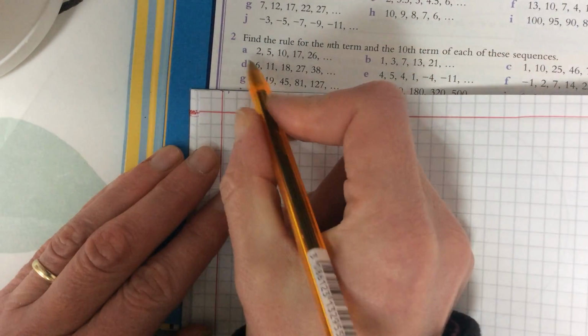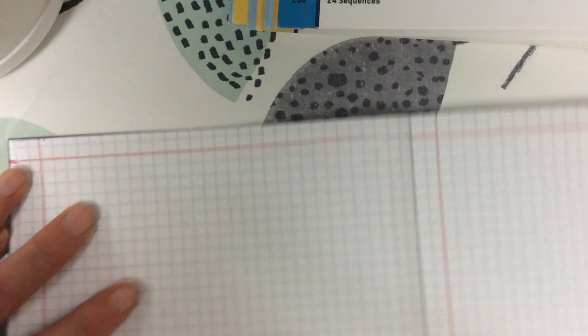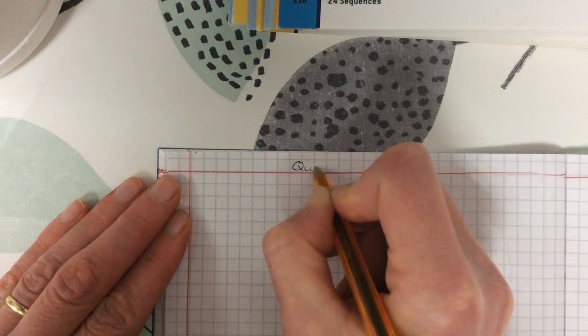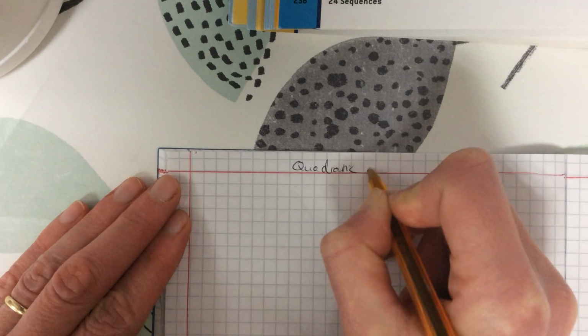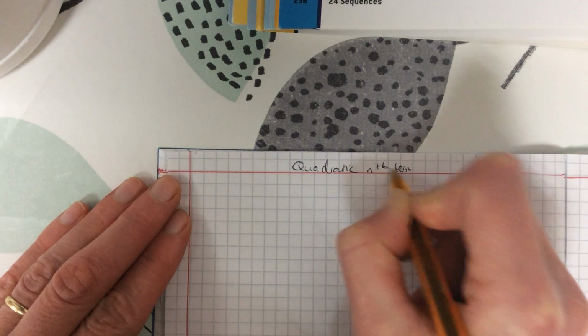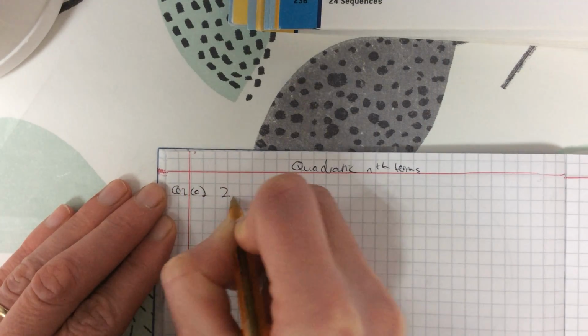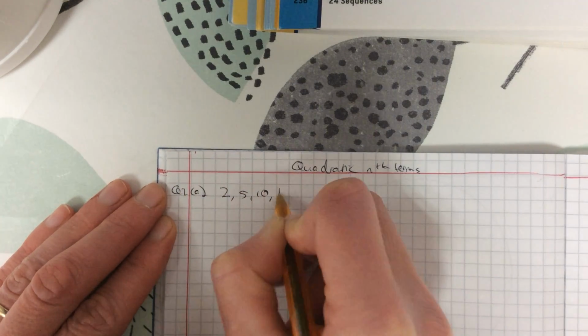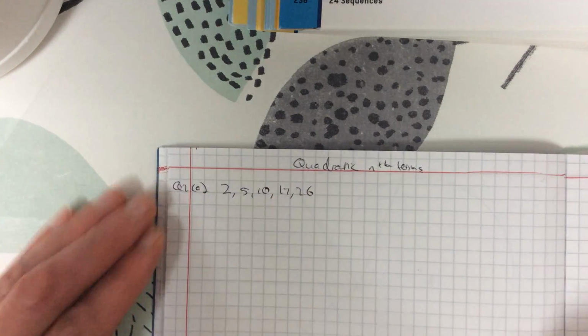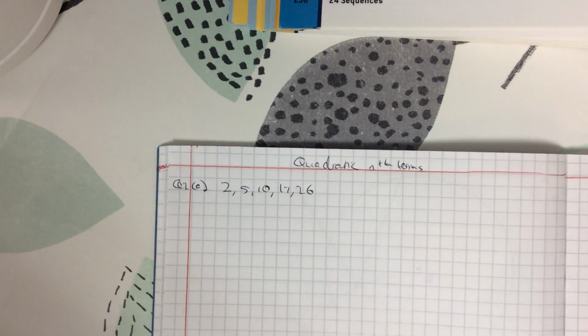Okay, we're going to be doing question 2. Now there's quite a lot in this, so I would need you to get your books out, and these are called quadratic nth terms. Okay, so we're going to do question 2a: 2, 5, 10, 17, 26. I'm going to do the new bits in red, so it'll stand out for you.